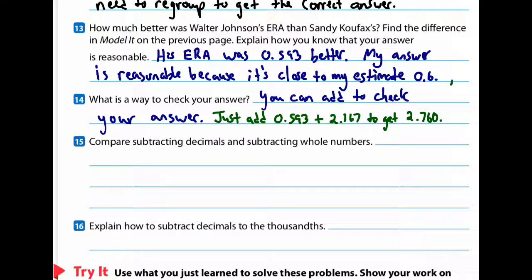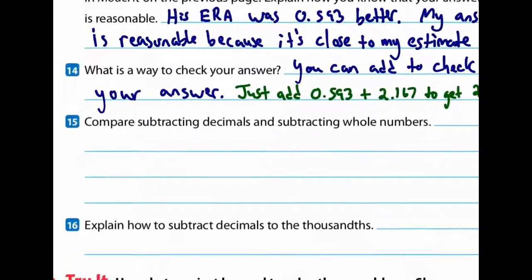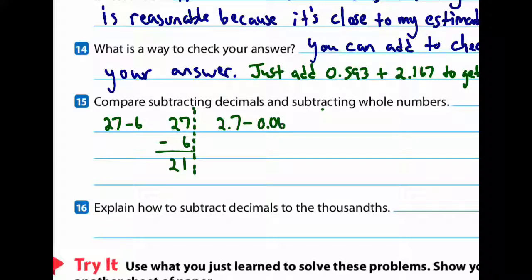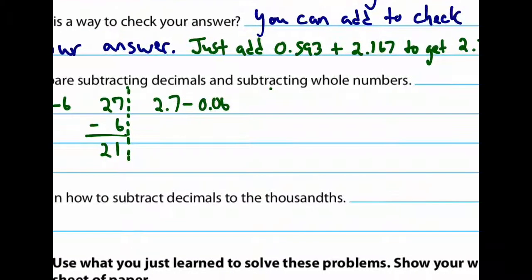15 says compare subtracting decimals and subtracting whole numbers. All right, so I'm going to show you first what I would compare. If you are subtracting whole numbers, let's say you're doing 27 minus 6. You always line it up, so the digits are always lined up over to the right side of the problem. They're lined up against that imaginary line, so you can solve. Now, when you're subtracting decimals, let's say 2.7 minus 0.06. You don't do that. You make sure your decimals are lined up.